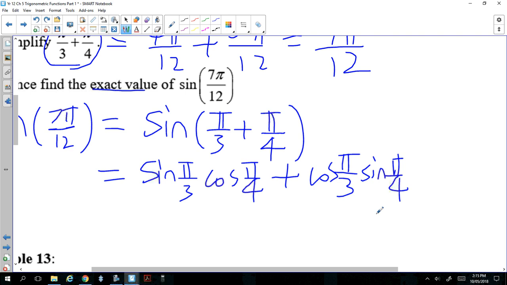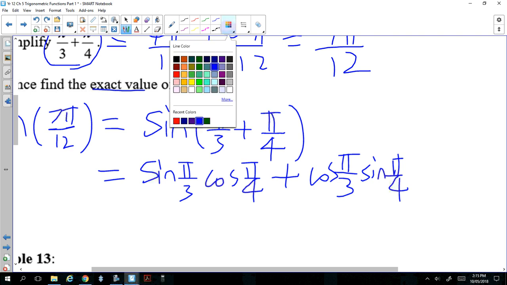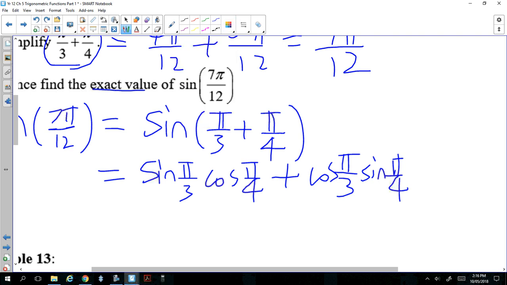Okay, let's continue. What do we have here? Sine pi over 3 is root 3 over 2 times 1 on root 2. So you should try to memorize them. If you haven't, please do so. It will help you. As you can see in this situation, it makes it very easy.